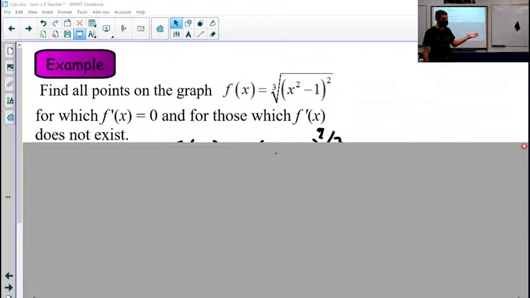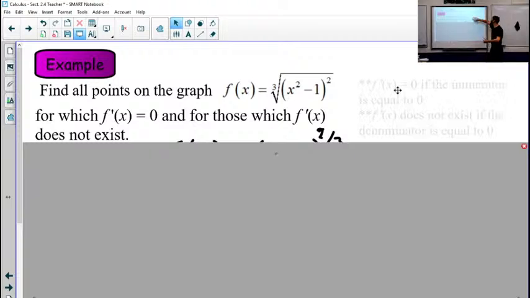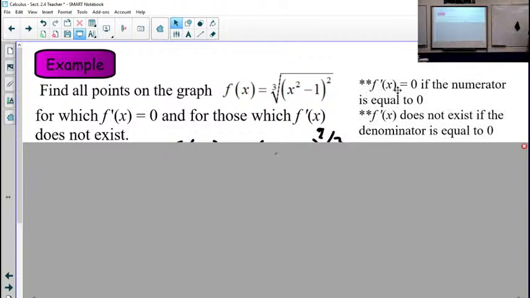Usually we'd have to worry about roots, but since it's a cubed root, that's not going to be the problem. The problem is if we end up with something in the denominator that ends up being what? 0. So if the bottom is 0, then that's a problem. If the top is 0, that's not a problem. So f prime is 0 if the numerator is 0. F prime does not exist if the denominator is equal to 0. Or if we get some other type of domain problem.